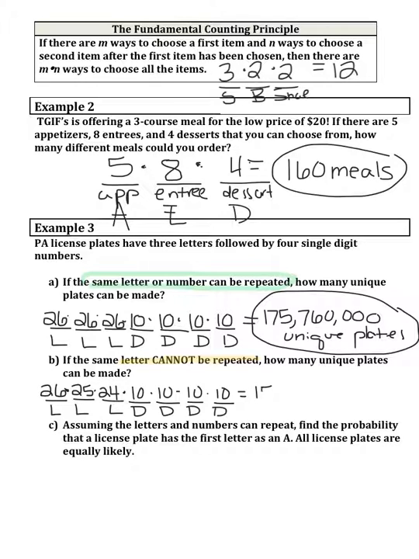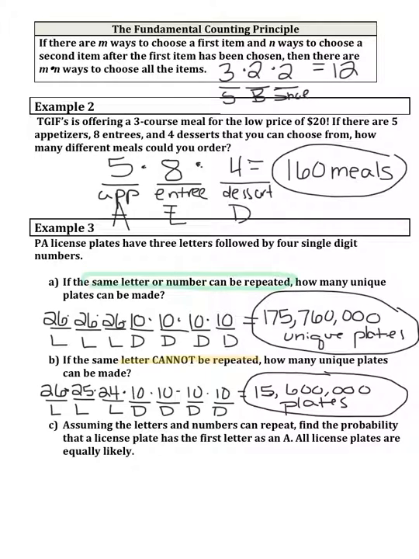Did you get 15,600,000 plates? It should be less than the first one, right? Because since the letters cannot repeat, we should have fewer options here. Awesome, this looks great.